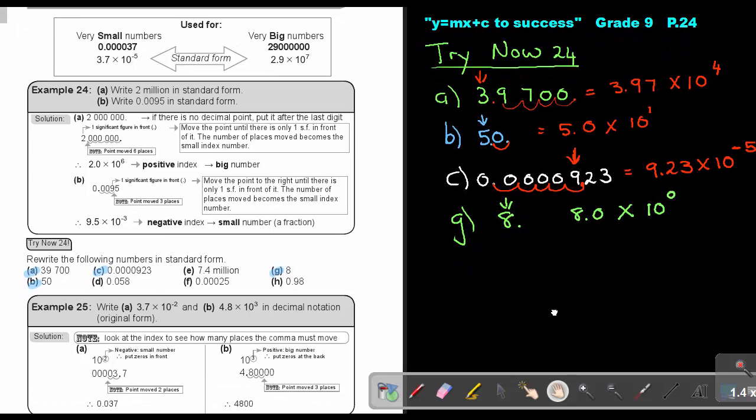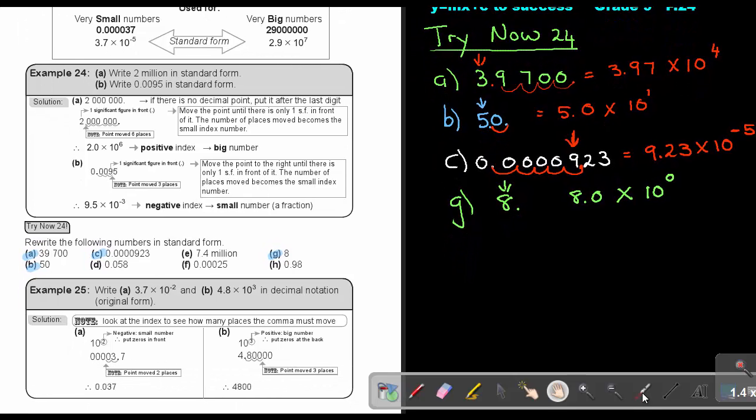Okay, let's look at the reverse process. I give you the standard form, and I want you to write it in decimal notation or the original form. Okay, so if there's a negative, I will put zeros in front. So there is 3.7 and the negative, and I put the zeros in front. And now I just move 2 positions. So 1, 2, the point will be there, and I will scratch that.